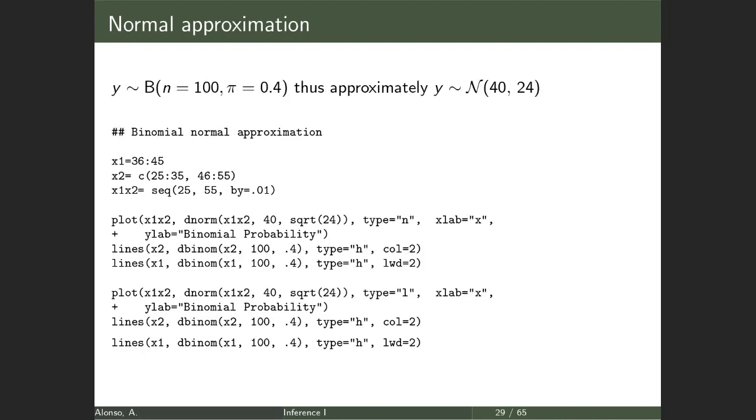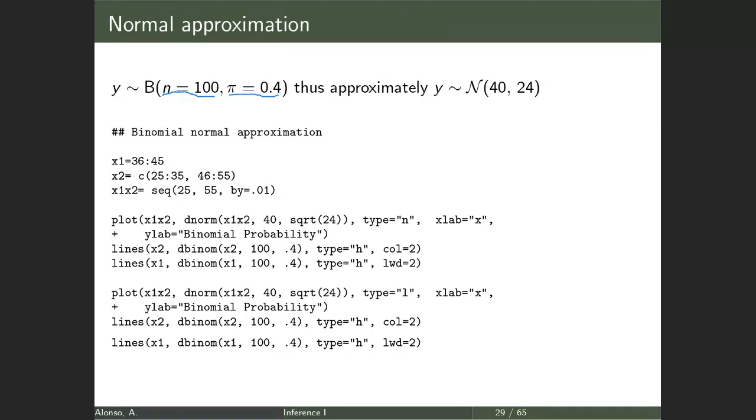We can see this in another simulation study. So suppose that you have n repetitions in your experiment. You have a sample of n individuals. Each of them produces a Bernoulli outcome with a probability of success equal to 40%.